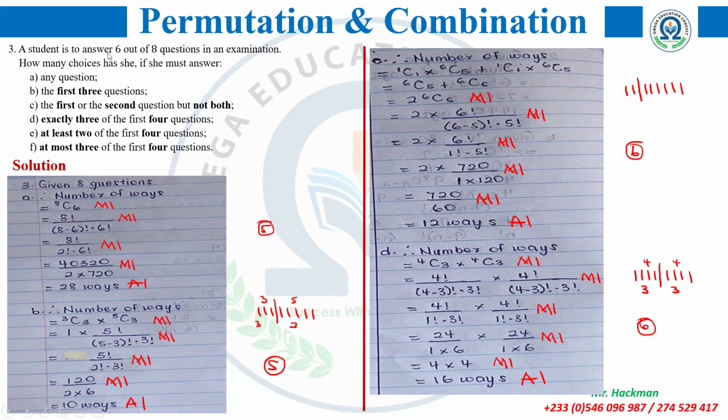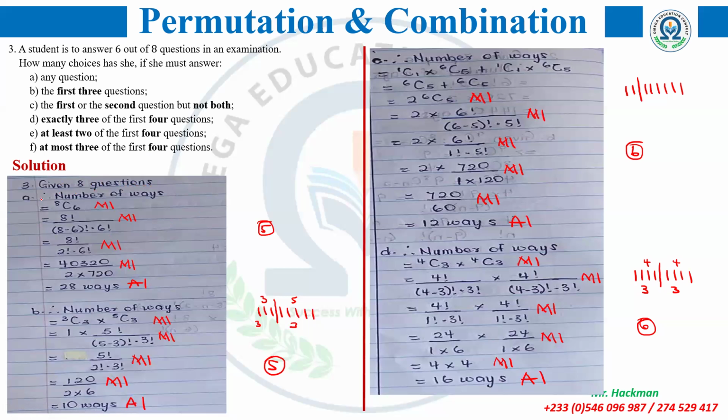A student is to answer 6 out of 8 questions in an examination. How many choices has she? If she must answer A, any question, B, we'll take them one after the other as we work through what you have there. I've told you before you start solving a question, make sure you read the entire question to take note of very vital information. So now what do we do? I've told you to extract your total number of questions, very critical. So given 8 questions, that is okay. I didn't give any marks there.